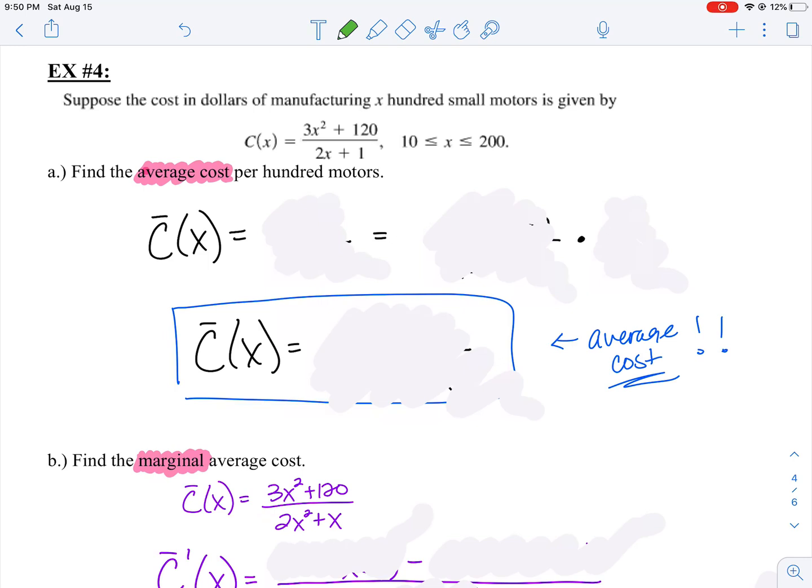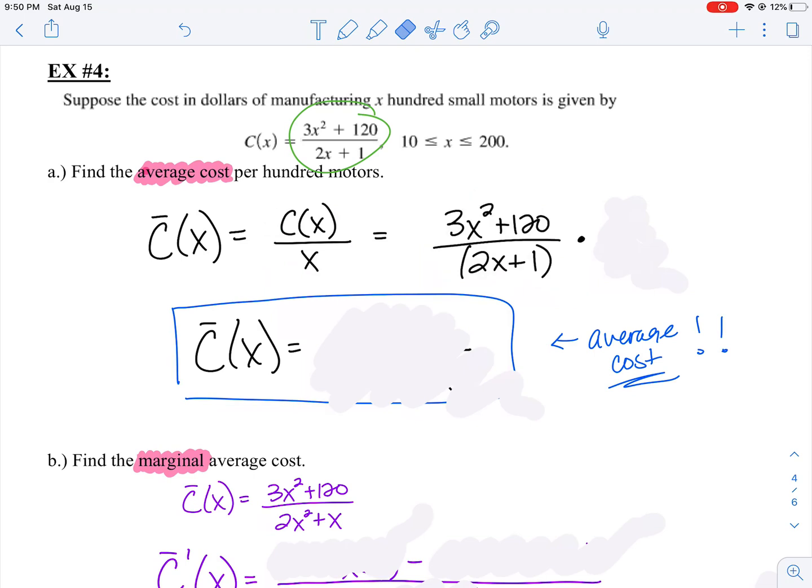Now, average cost just means I'm adding up all the costs and I'm dividing by however many motors I have. So I'm going to find the average cost by taking my cost and dividing by however many I have. If my cost is the 3x squared plus 120 over 2x plus 1, then I want to take that and I want to divide it by however many more motors I sell or produce or manufacture.